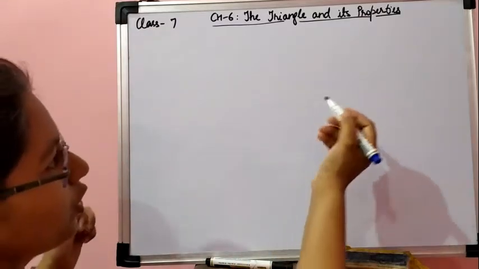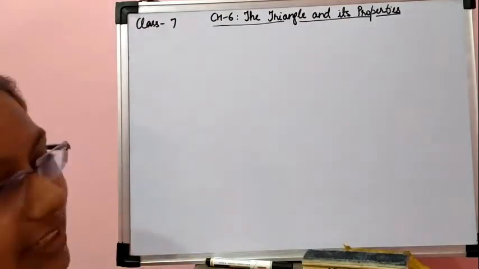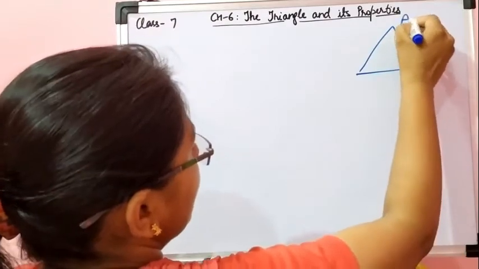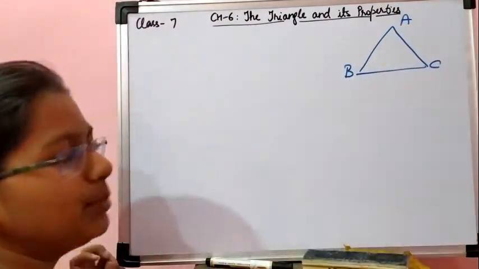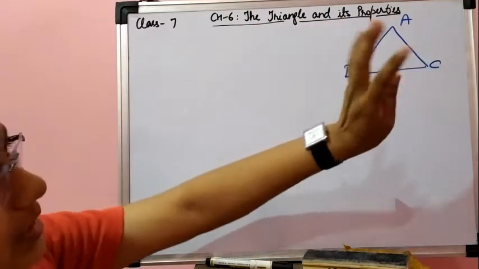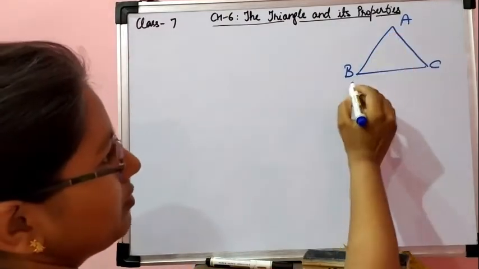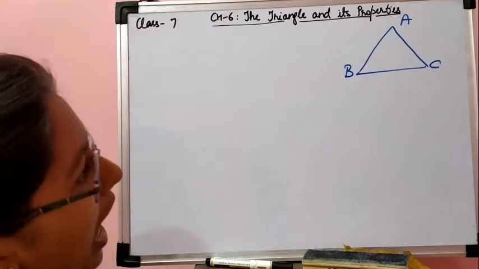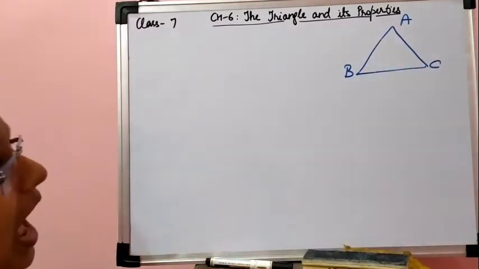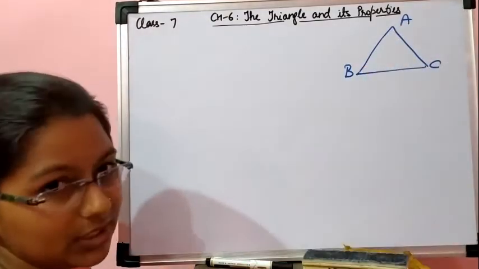How? Let's draw a triangle first of all, because the name of the chapter is the triangle and its properties. So first of all, let's discuss this triangle. Let us name this triangle as ABC. Now we can see what is present in this triangle. In this triangle we have three line segments AB, BC and AC. And we have three angles, angle A, angle B, angle C. And we have three vertices, point A, point B and point C.